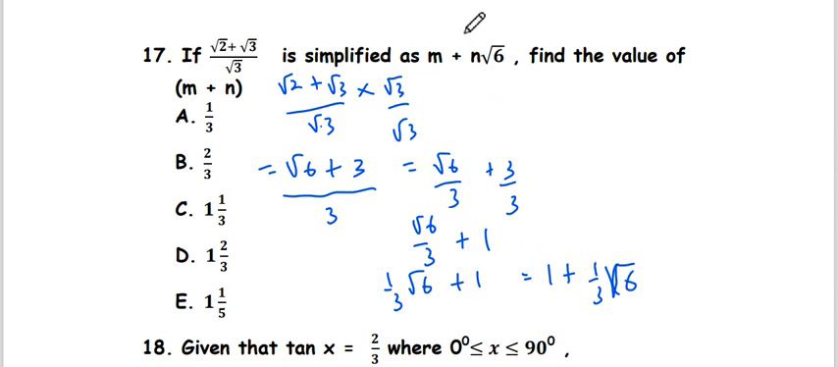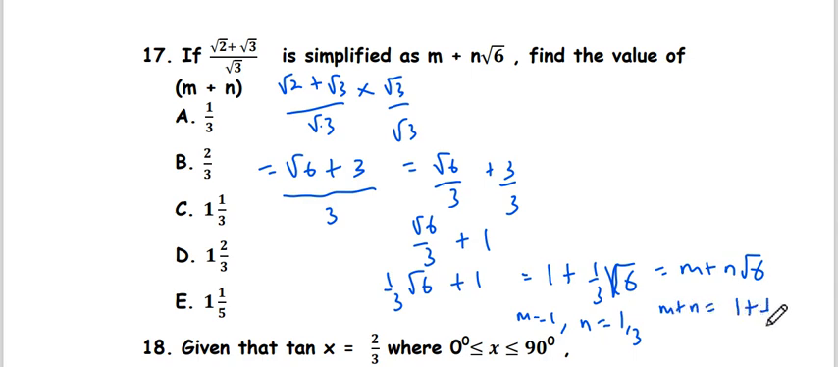So if you compare this with this, you see our m is 1, n is 1 over 3. So m plus n will be equal to 1 plus 1 over 3. When you take LCM, LCM is 3, 3 times 1 is 3, plus 3 times 1 over 3 is 1, 3 plus 1 is 4 over 3, which is equal to 1 whole number 1 over 3. Option C is our answer here.